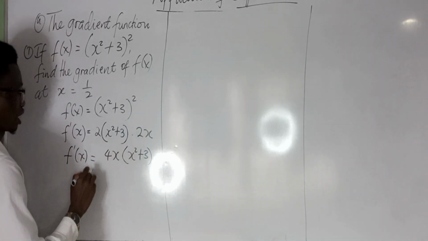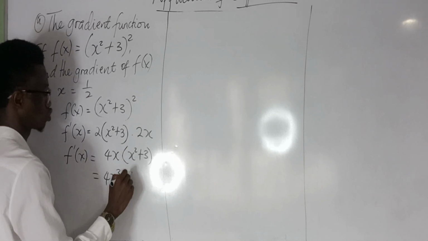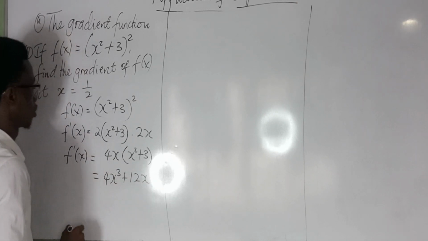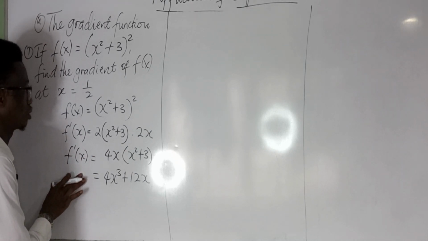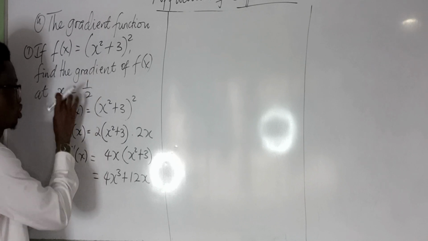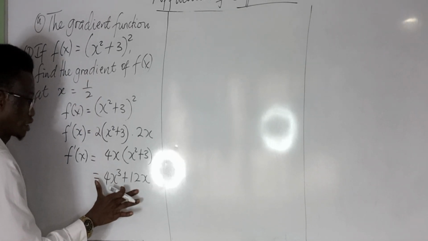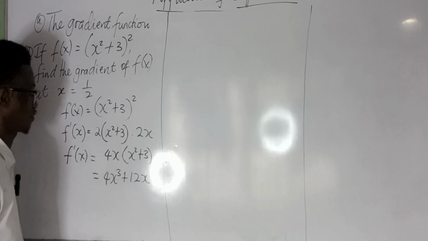Now you just have to clear the brackets. This becomes 4x cubed plus 12x. Okay, so this is the gradient function. To determine the gradient at that particular point, you just have to substitute wherever you see x in this function, you substitute half.